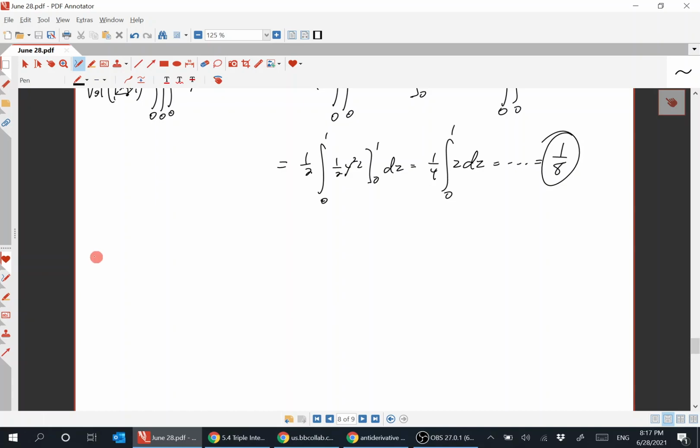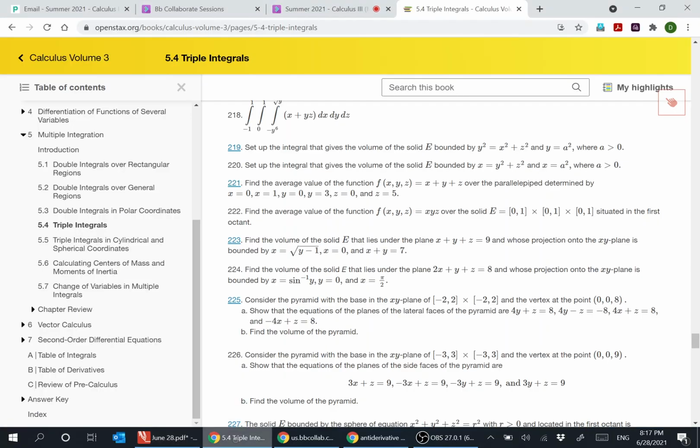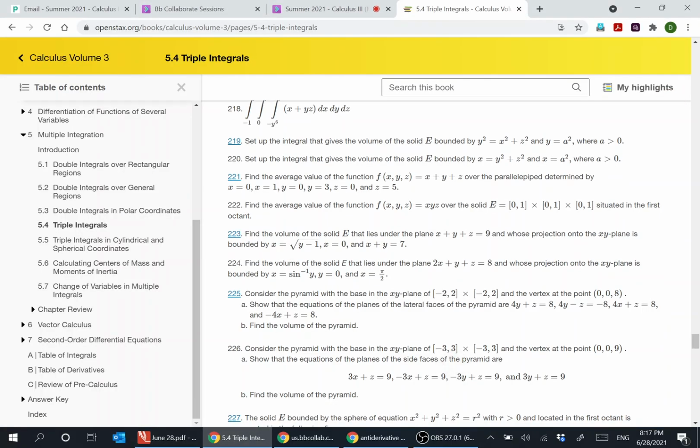222, 224. Find the volume of the solid that lies under the plane 2x plus y plus z equals 8, and whose projection onto the xy plane is bounded by x equals sine inverse y, y equals 0, and x equals a half.